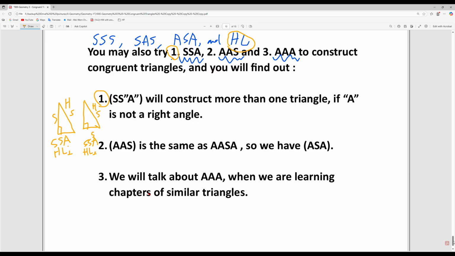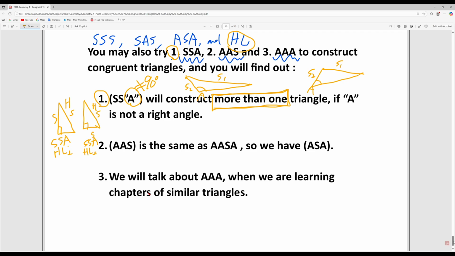It works. However, if this angle is not equal to 90°, say this angle is an obtuse angle more than 90°, or an acute angle less than 90°, and you have side 1, side 2, and the angle, you can try to construct a congruent triangle with S1, S2, and A. And you will see how many triangles you can construct. It's more than one triangle.